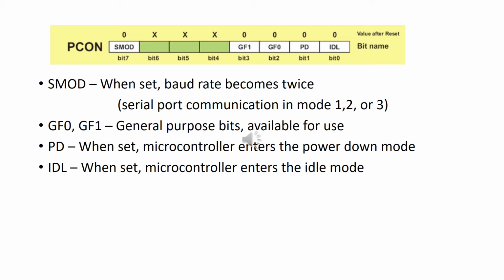Bit number 3 and bit number 2 are general purpose bits 1 and 0. They are available for use for the programmer. Bit number 1, PD, when it is set, microcontroller enters into the power down mode, and IDL, bit number 0, when it is set, microcontroller enters the idle mode. So these two modes we have already seen in the previous slide.